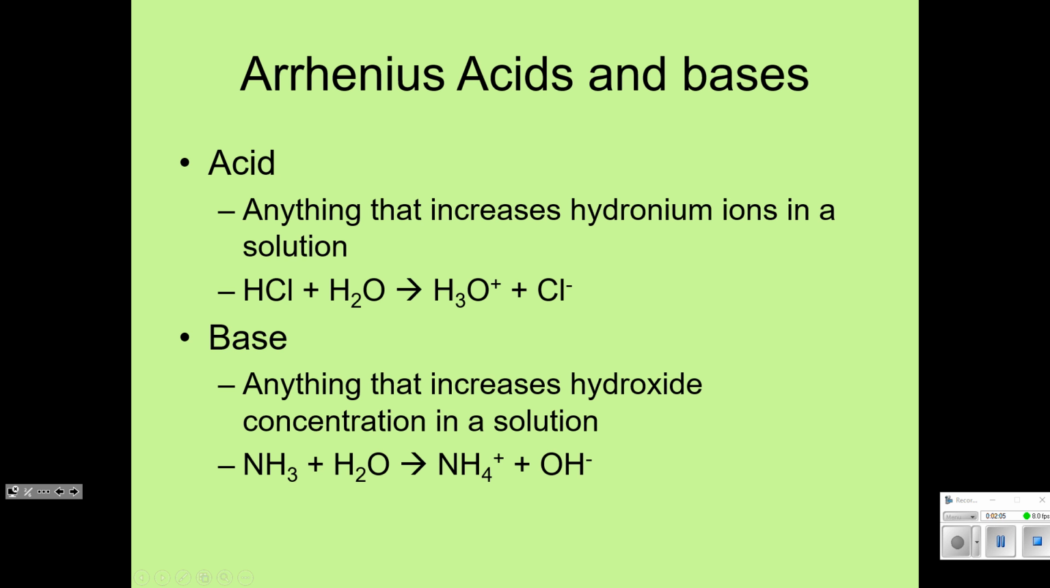Now the equation I give you on the bottom is a covalent base. Ammonia, which is NH3, plus H2O, making ammonium polyatomic ion and hydroxide. The most common bases are actually ionic things that end in OH, like NaOH. Sodium hydroxide is far and away the most common base used in laboratories for acid-base chemistry. So I wanted to give you one that was a little more indirect to show that it's a base.